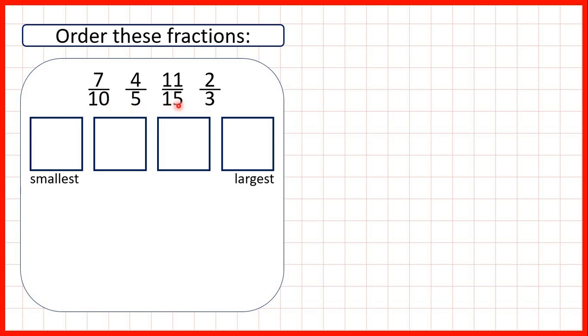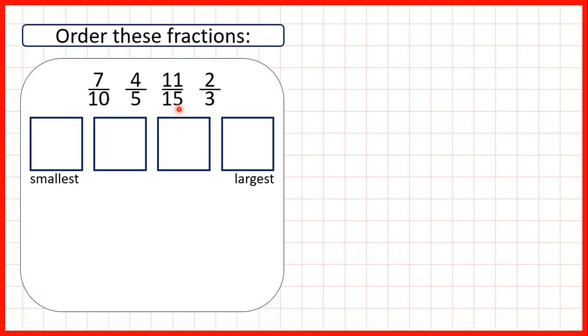So what we can do is look at our largest denominator and see if that's a multiple of our other denominators. Now 15 is in the 5 times table, it's in the 3 times table, but 15 is not a multiple of 10, so we can't use 15ths as our equivalent fractions.